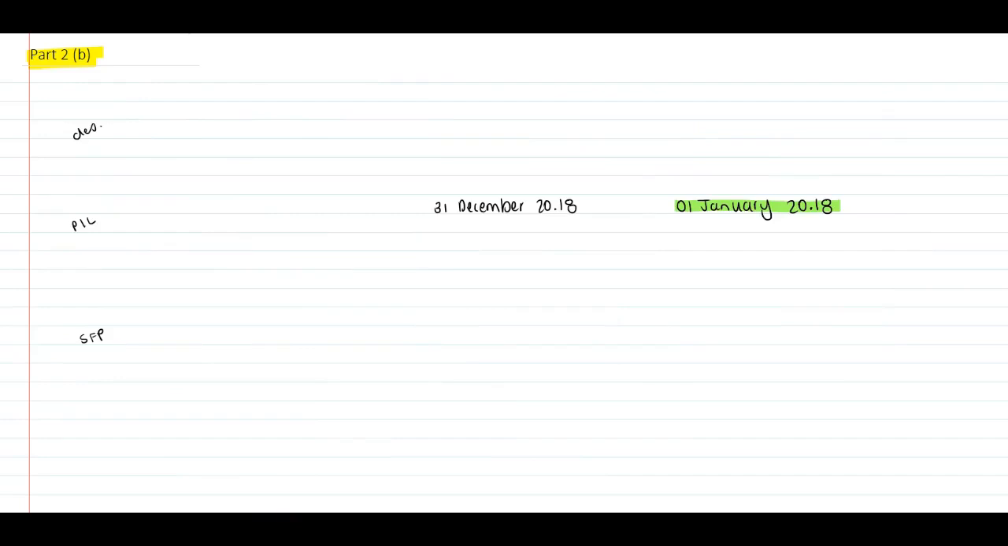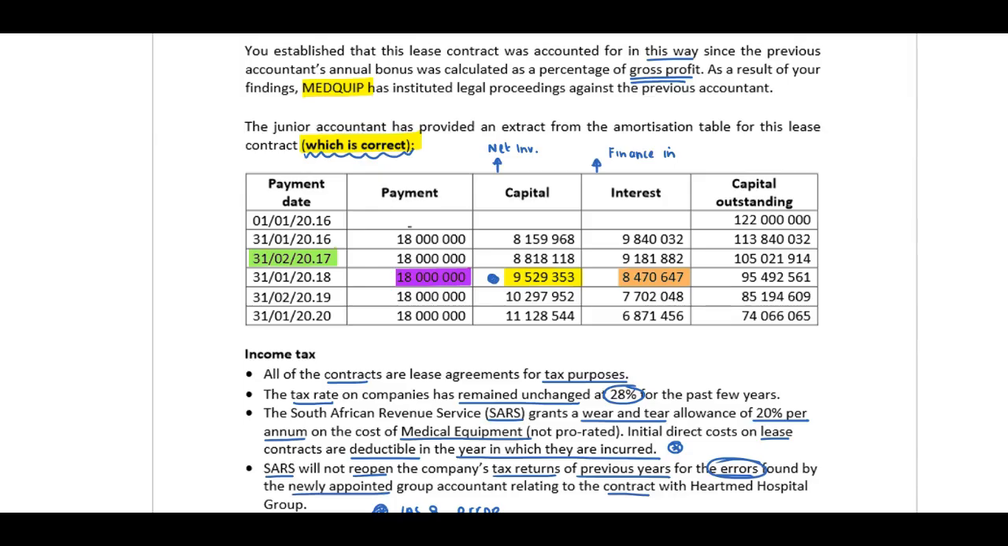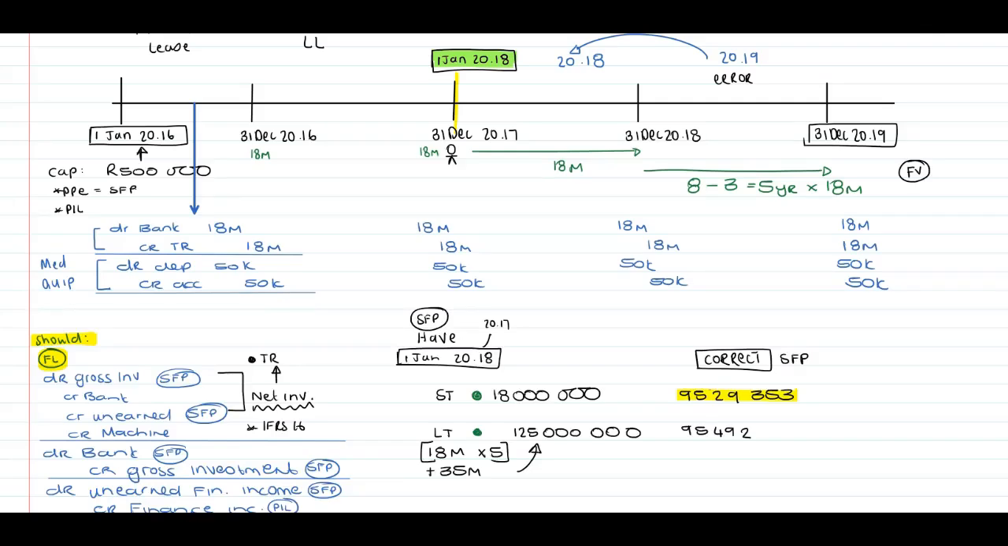The remaining amount to be received. Therefore, the remaining amount will be the capital, the outstanding amount, 95,492,561. Okay, you with me? Now, we are able to identify the difference, right? And this is pretty easy. The difference is 8,470,647, and this is 29,507,439. Okay, now this is our 1 January 2018 correction.